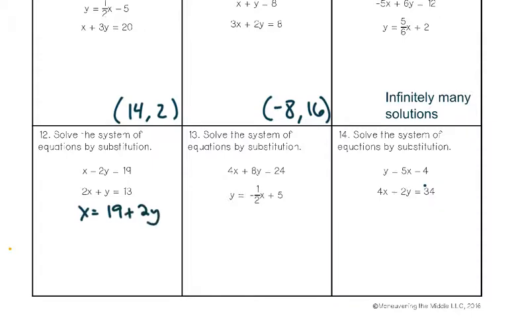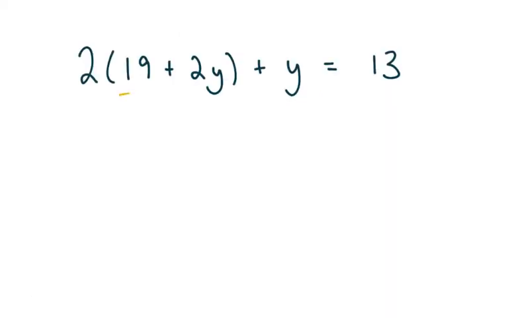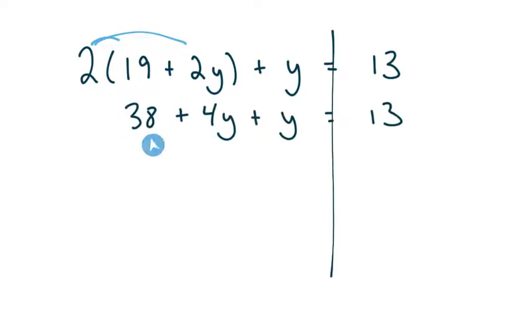Now I'm going to take what I know x equals and plug it in for the x in the second equation. So I substituted in what x equals into the x in the second equation. Now I'm going to start by distributing that 2 on the outside to each of these terms on the inside. So I'm left with 38 plus 4y plus 1y. I'm going to combine my like terms. I know that these y's go together. And now I have a two-step equation to solve.